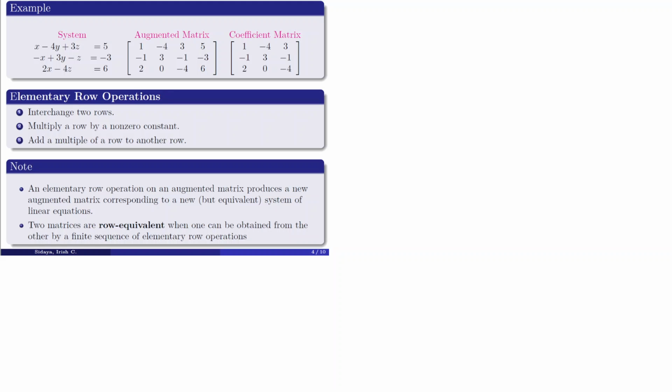Also, 2 matrices are row equivalent when one can be obtained from the other by a finite sequence of elementary row operations. For example, if we interchange these 2 rows, row 1 and row 2, we get a matrix which is row equivalent to this one. And the corresponding system of the new matrix is equivalent to this given system.